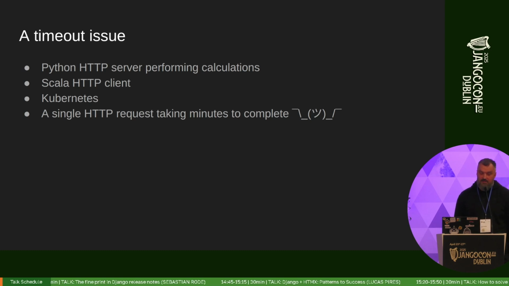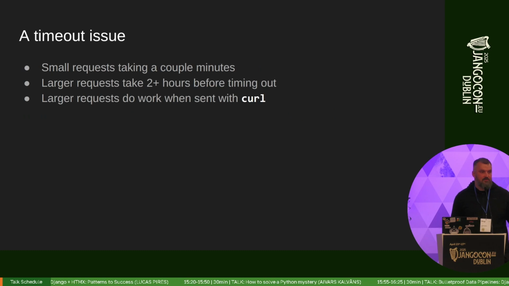Well, a single HTTP request took a lot of time to complete, depending on how much data you posted to it. The problem was that if you post 1, 2, 3 rows, then it takes seconds, 1 minute, 2 minutes, 3 minutes, 5 minutes, and then 2+ hours, and you get an error. Of course it worked in the development environment and on the developer machines. It didn't work in Kubernetes. However, on Kubernetes, it worked if you used curl to call the endpoint.